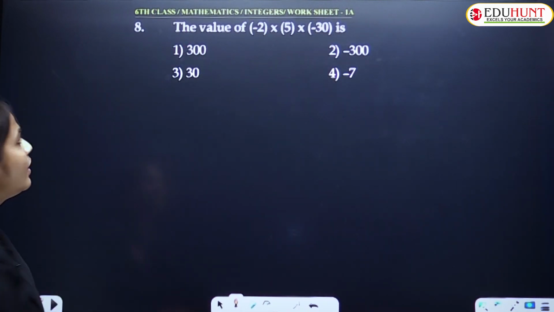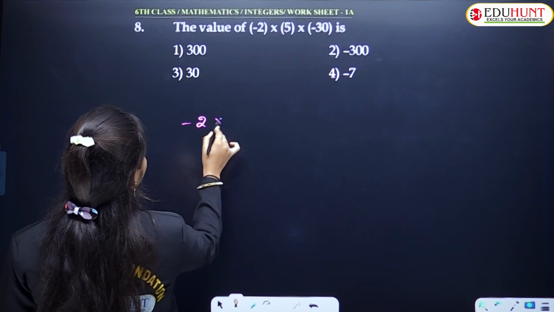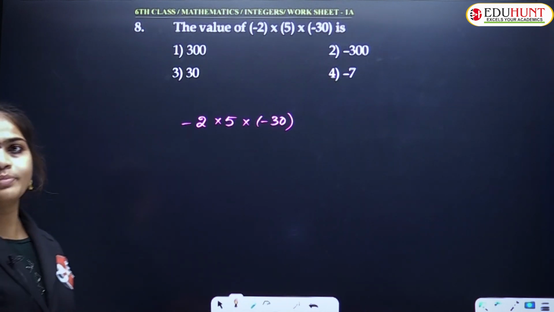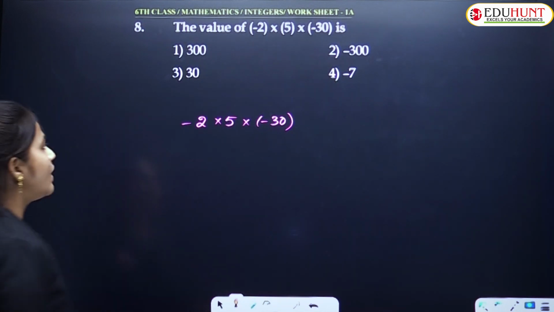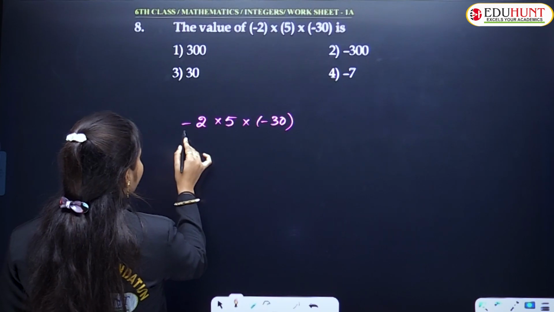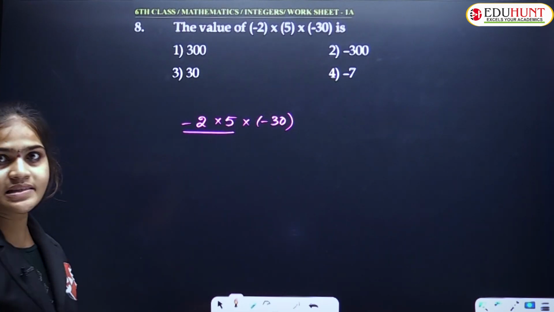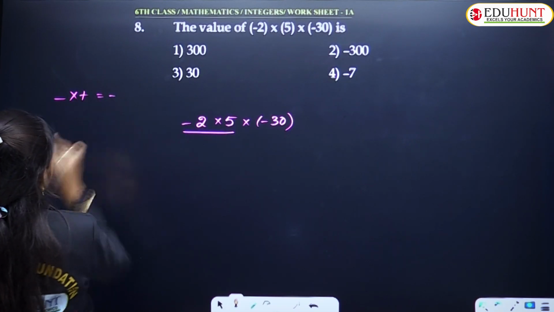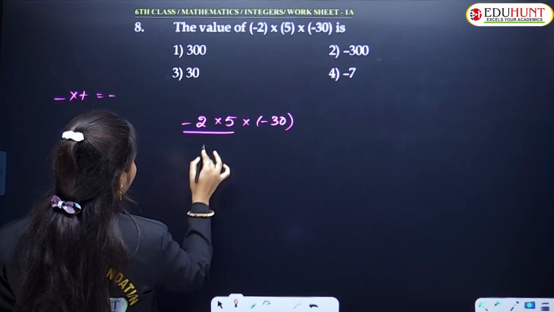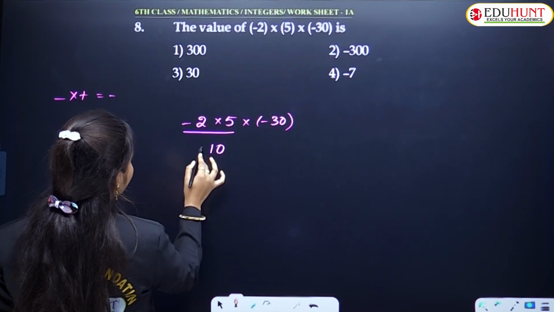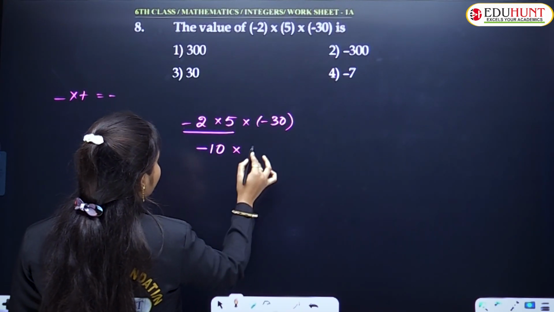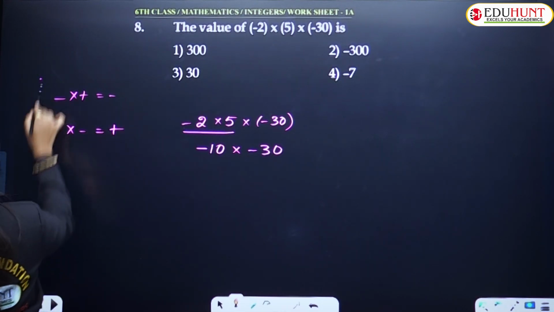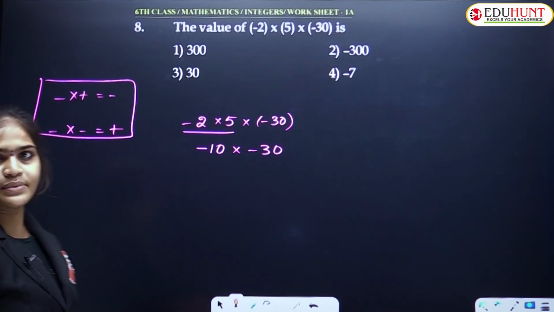Okay, next, the 8th one. The value of minus 2 into 5 into minus 30. While you are doing this one, see that the product of one positive integer and one negative integer is always negative. So minus into plus is minus. 5 into 2 is 10, and here minus into plus is minus, into minus 30, and here minus into minus is plus. These two conditions we have to use here.